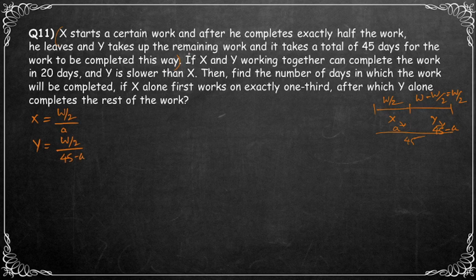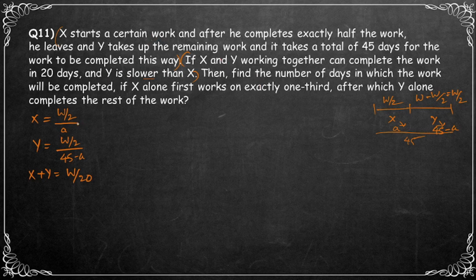Now the next sentence is X and Y working together can complete the work in 20 days. So X plus Y is equal to W by 20. Now they say Y is slower than X. So this is a generic statement. It applies to all three cases. First case is this, second case is this, third case is this. It applies to every case.